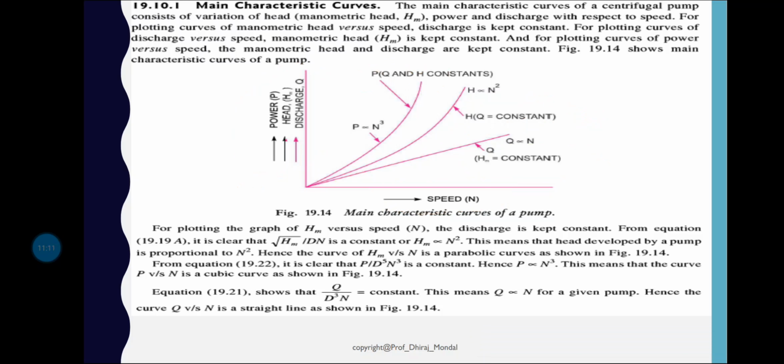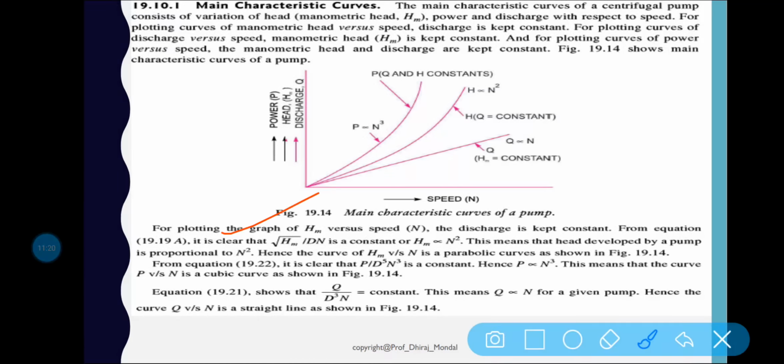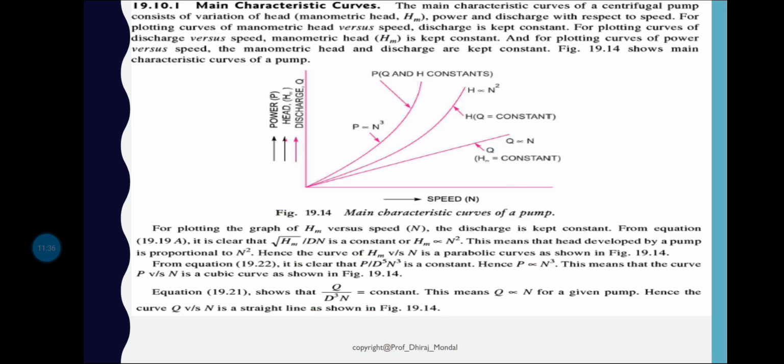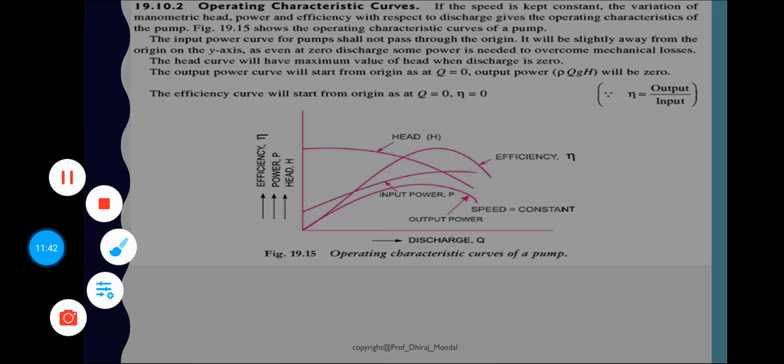Clear? Now you can see from this plot, these are the things we will get: Hm by N squared D squared, or root over Hm by DN. Already it is discussed in Q by N D cubed, and P by N cubed D to the power 5, and this equation, which I told you when we were discussing the model testing. Now come to the next, the operating characteristic curve.